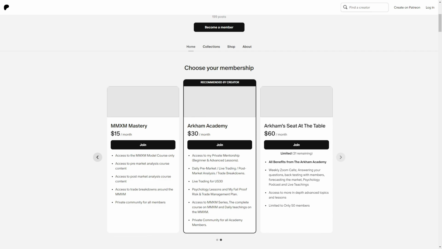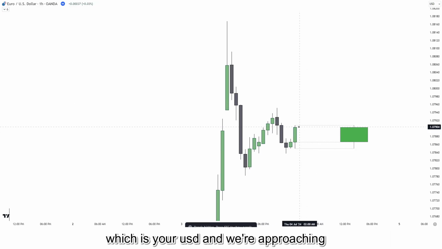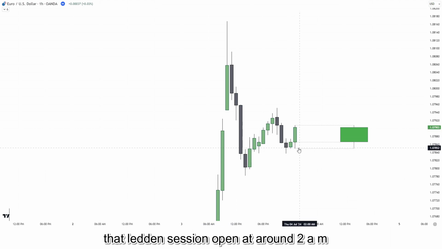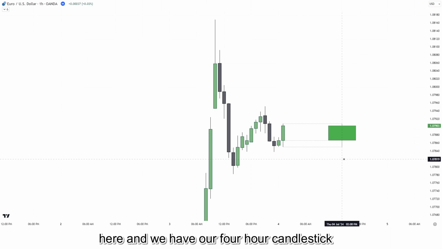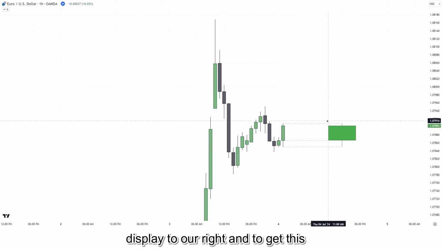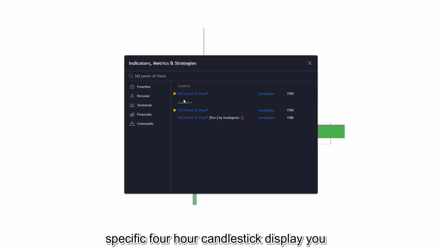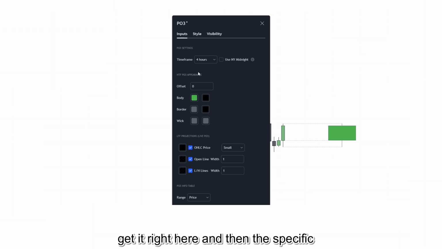Back to the video. Now we're looking at our first example here, which is Euro USD, and we're approaching that London session open at around 2 a.m. here. And we have our 4-hour candlestick displayed to our right. And to get this specific 4-hour candlestick display, you want to type in HTF power of 3 and you get it right here. And then the specific settings that I'm using is the 4-hour candlestick, 0 offset, green, black, gray, check this, small. And yeah, these are the specific settings if you guys want a screenshot.